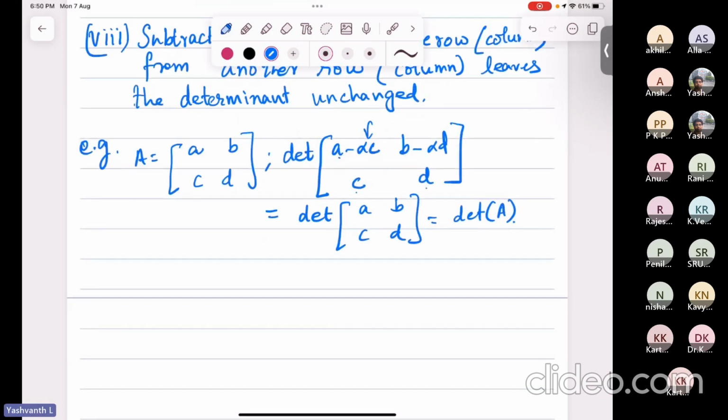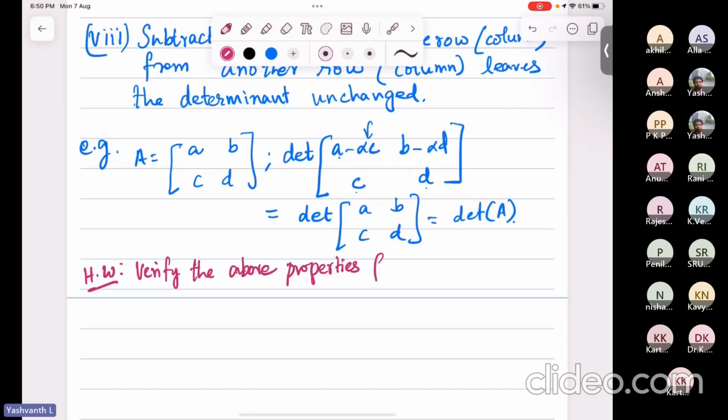Okay, so I'll give you a small homework. Verify the above properties from 4 to 8 by taking examples.